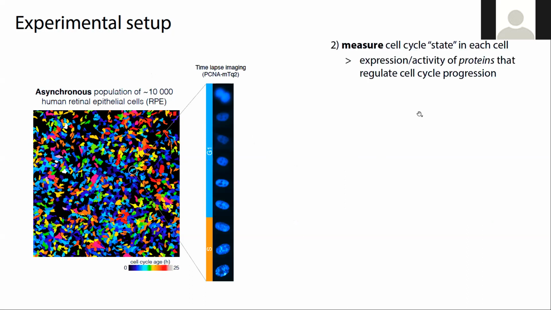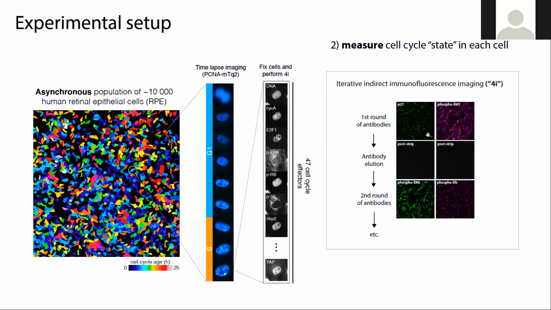Now, we need to make a measurement of each cell's cell cycle state. Usually these higher order representations of cellular state are made these days by single cell transcriptomic measurements. However, many of the mechanisms known to govern cell cycle progression are driven primarily by the degradation, post-translational modification, and subcellular localization of various proteins, which cannot be captured very well by transcriptomics. So after time-lapse imaging, we fixed the cells and performed iterative indirect immunofluorescence imaging, or 4I, on the cells.